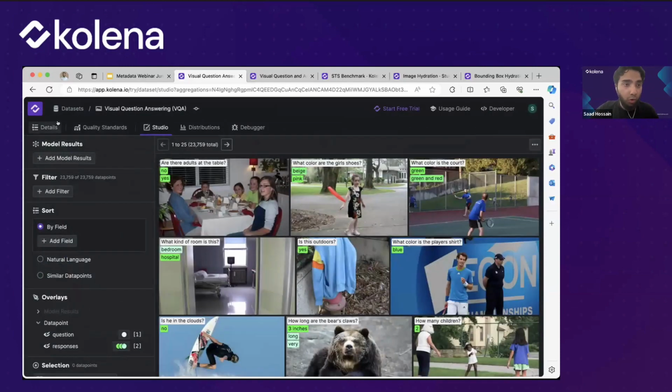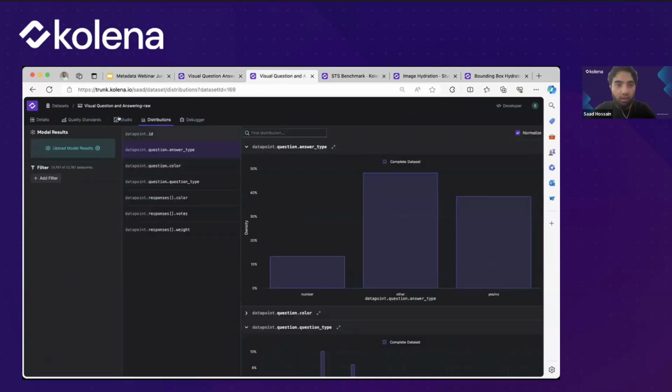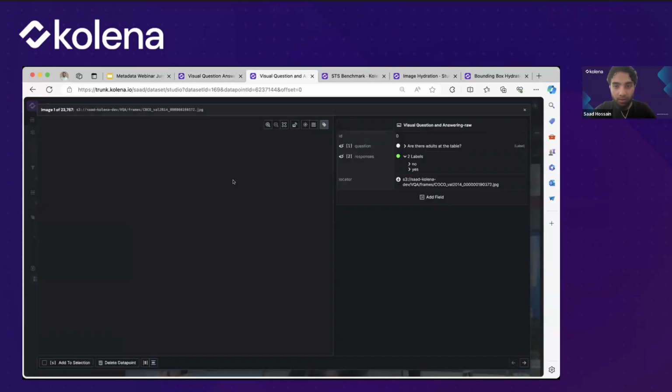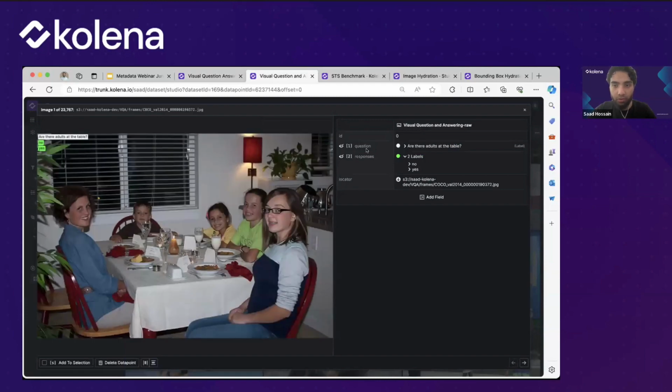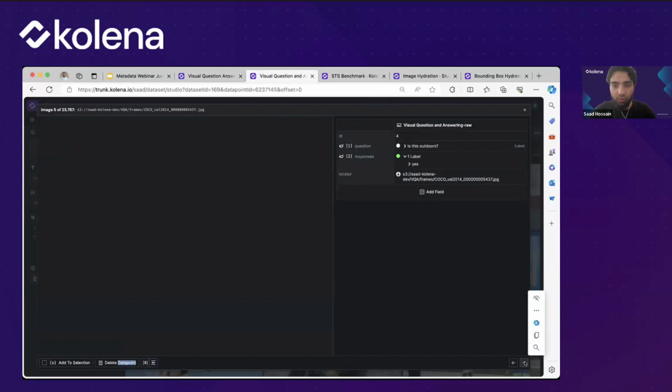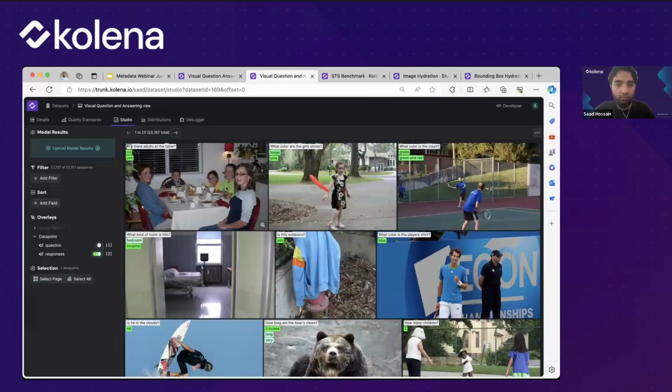Now, this is an open source data set, the VQA V2 data set. If you were to just take it off of Hugging Face or whatever platform it's hosted on, you might see something like this. You have your questions, you have your responses, but that might basically be all that you have. You just have your X and your Y, and there's not much you can really do. All you can do is figure out the aggregate accuracy, but that's all you know.